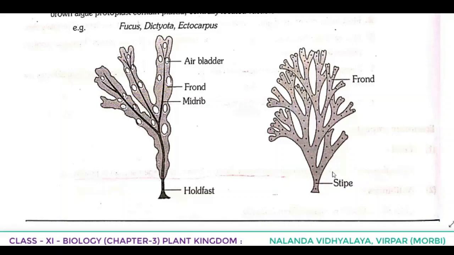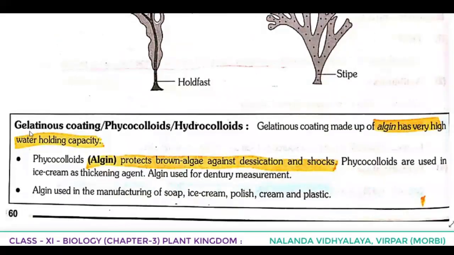Including midrib also. Now gelatinous coating, phycocolloids, hydrocolloids. As we discussed, they have a covering on the outside, that is the gelatinous coating, and the name we discussed was what? Algin. So the gelatinous coating made up of algin has very high water holding capacity.